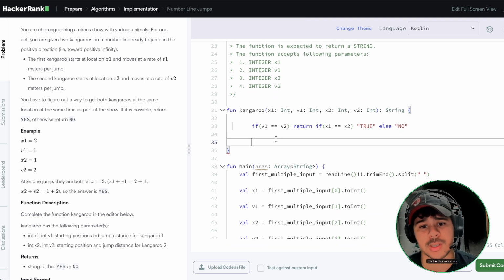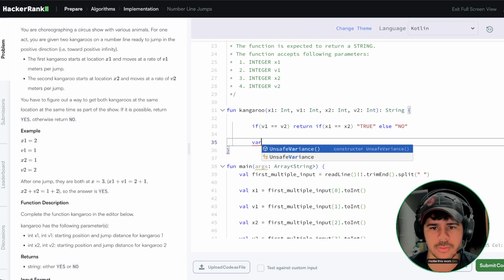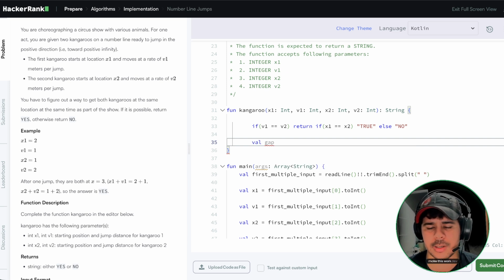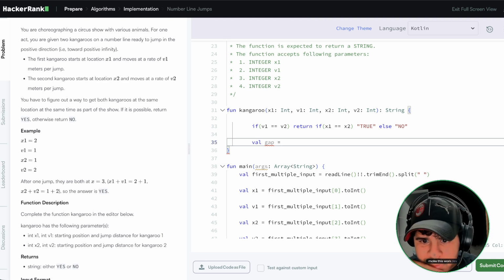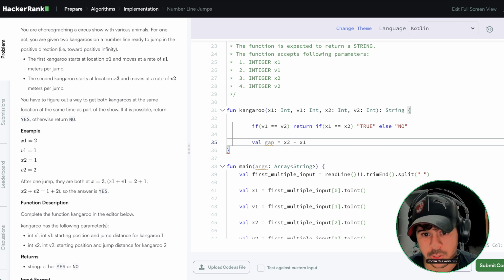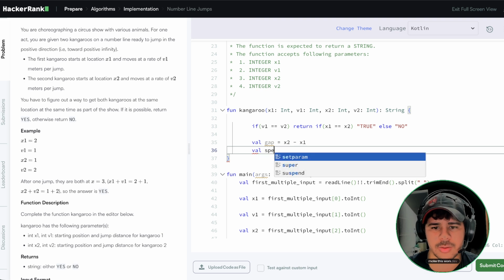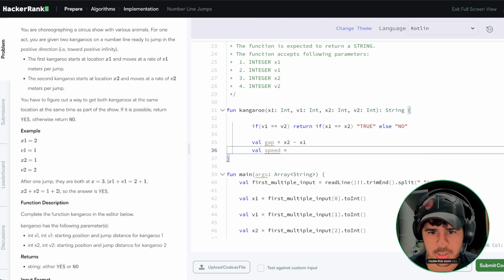Other positions and speeds. Okay, so we have the distance here. Let's call this val gap. The gap here is gonna be x2 minus x1. So we have the gap here, and we have the speed too. So the speed is gonna be v1 minus v2.